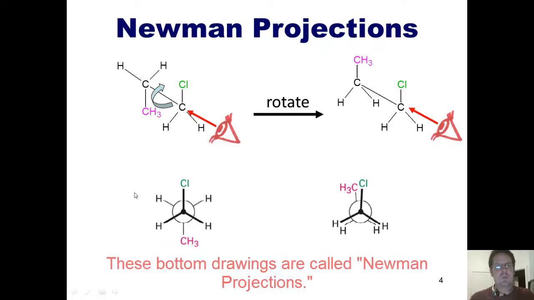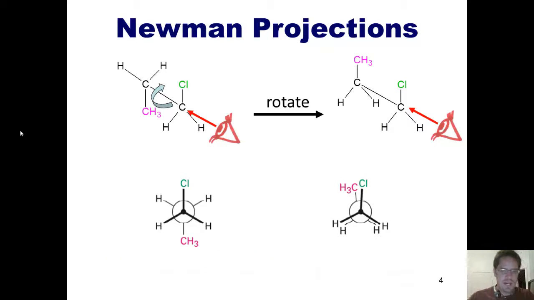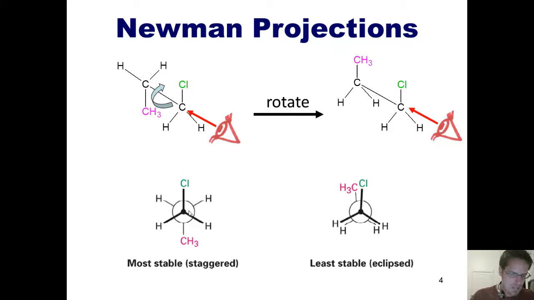The manner of drawing these molecules that we show here at the bottom of this slide is called Newman projections. Now you may wonder, why in the world do we care? The reason is because the projection on the left, which is called a staggered conformation, is more stable than the one on the right. The one on the right, called an eclipsed conformation, is less stable than the one on the left.